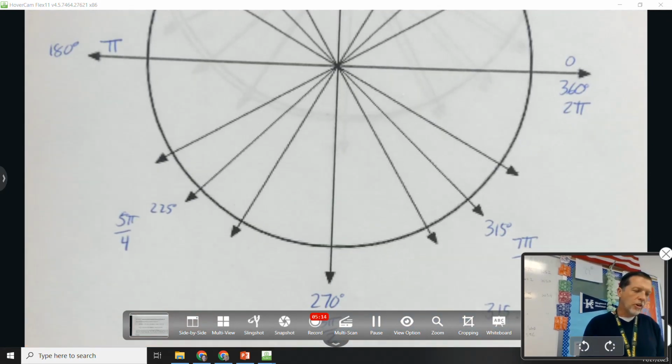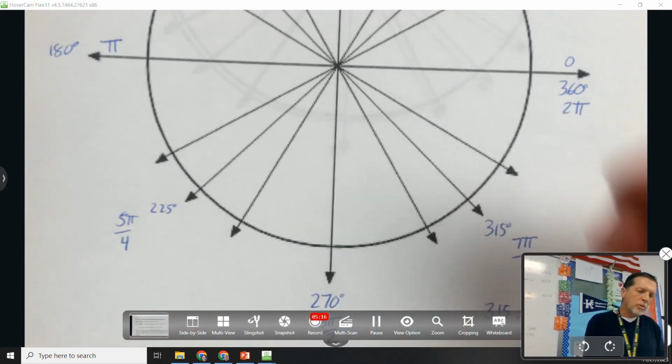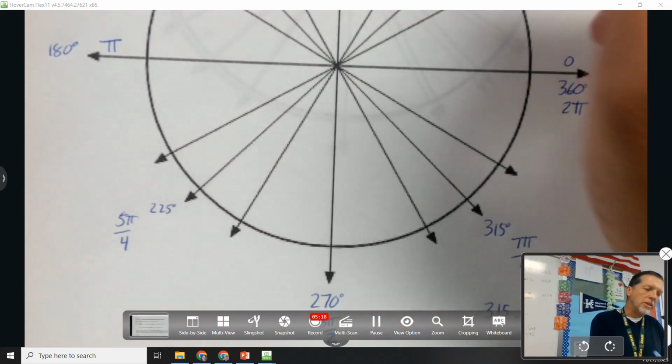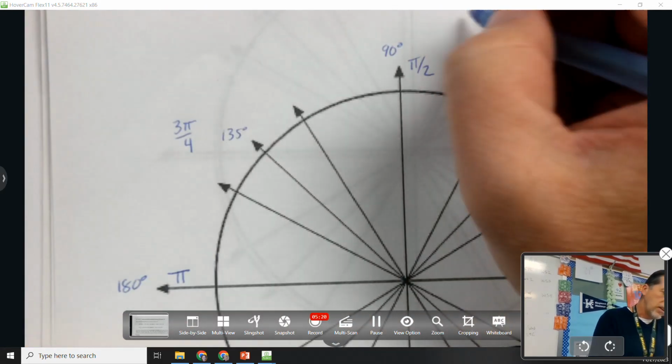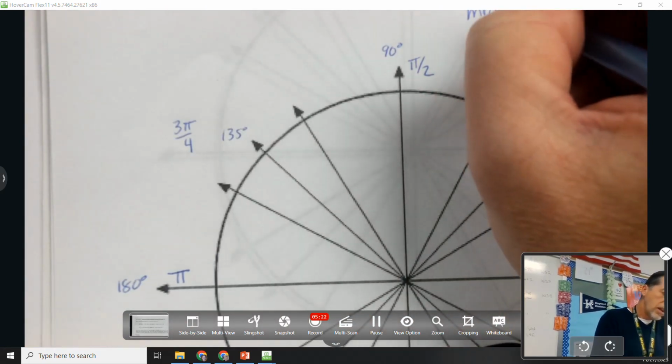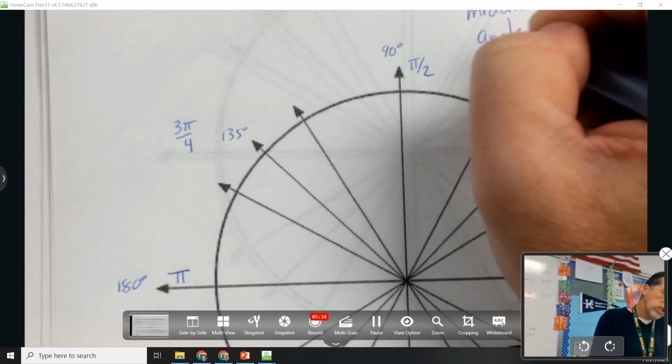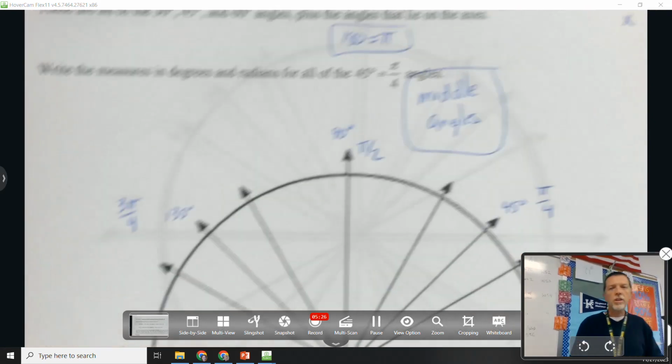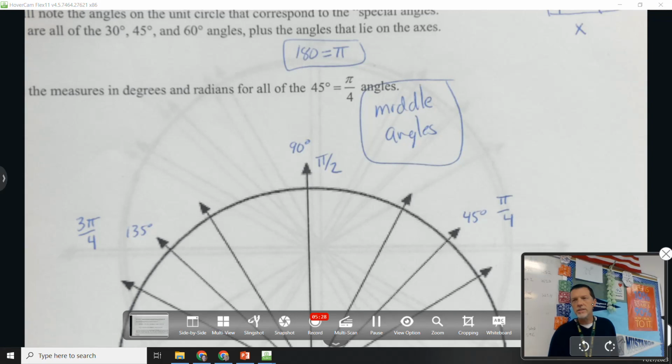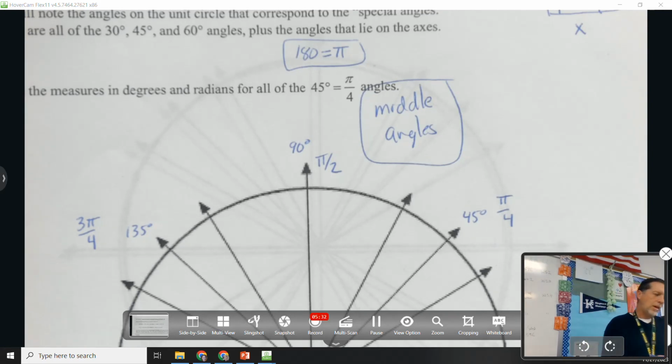Okay, so there's our over 4s. We said this before, but all the over 4s are the middle angles. Maybe that's dumb and pointless today, but it'll be helpful tomorrow.